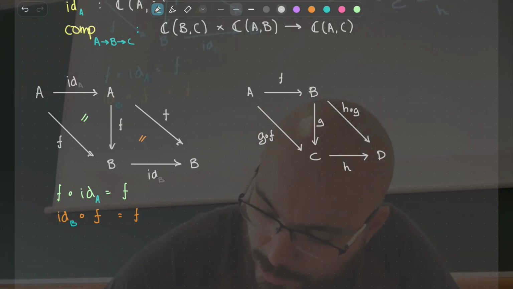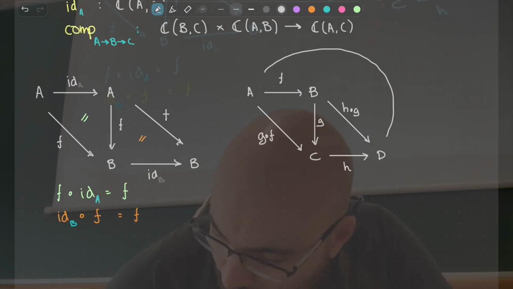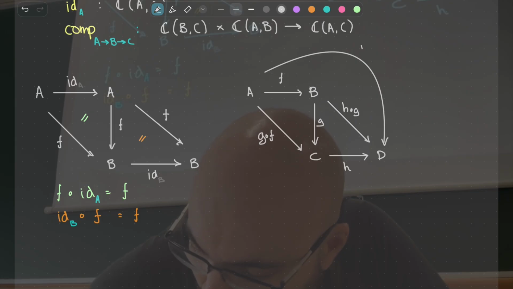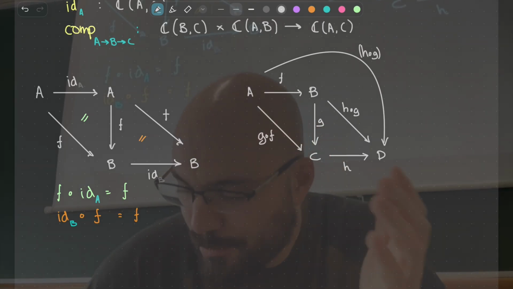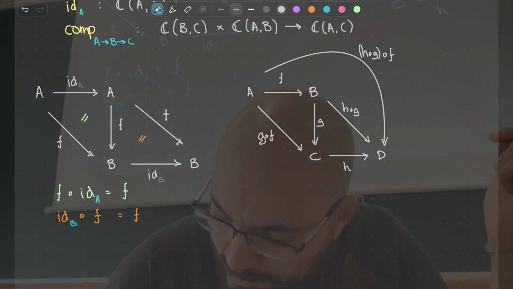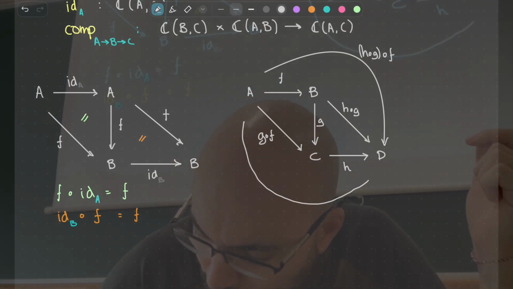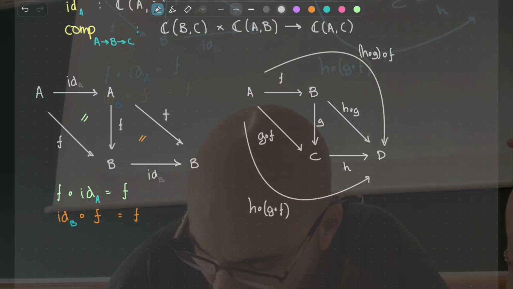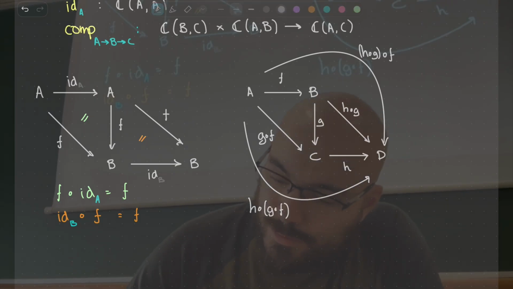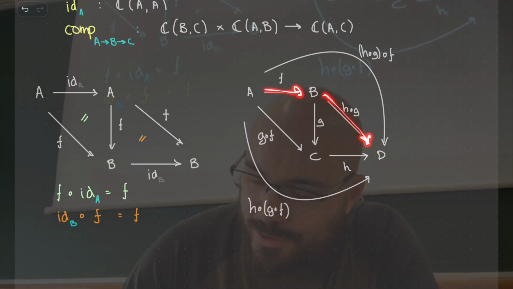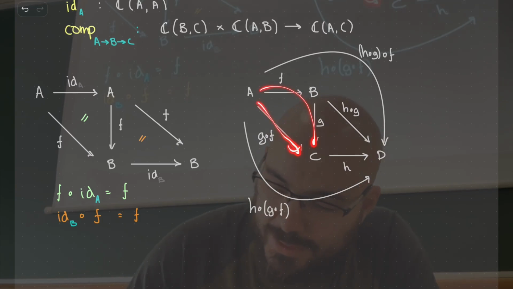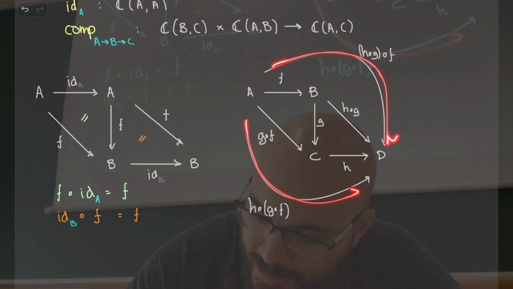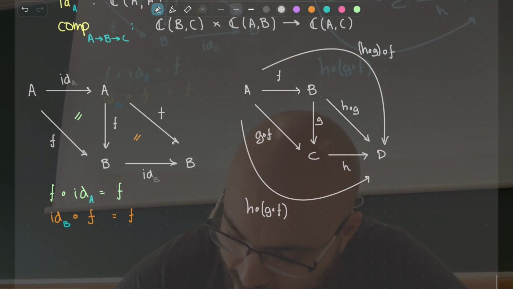maybe I should add these arrows to make it clearer. This arrow would be what? Would be the HOG, after F, and this is like HO, after GOF. Take a breath. Okay, so this is: do this and then do the composition, and the other one: do this composition first and then do H. And the idea is that these two paths should be the same.